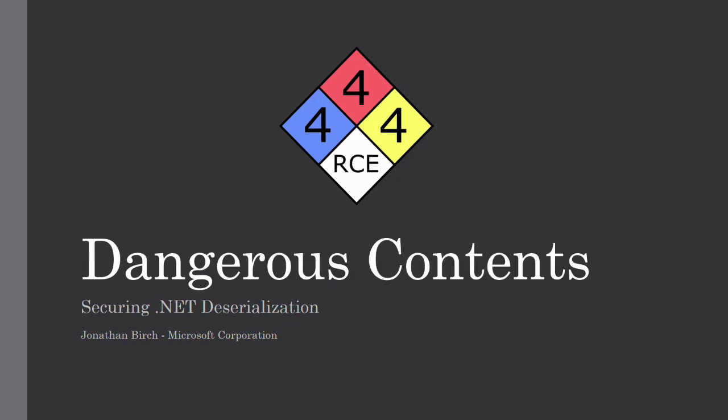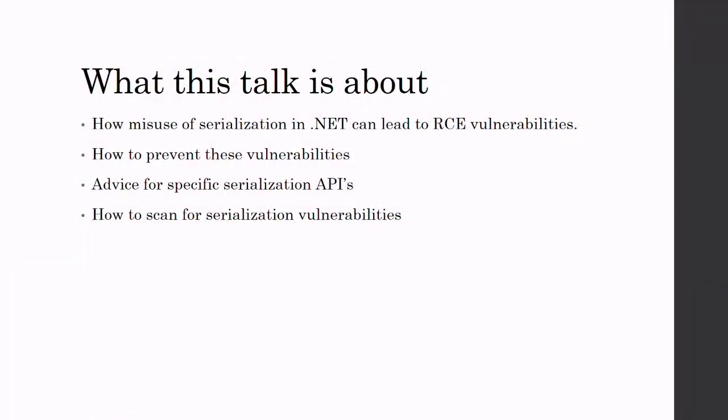Thanks. So like you said, I'm Jonathan Birch with Microsoft Office Security, and this is Dangerous Contents: Securing .NET Deserialization. In this talk, I'll cover how insecure use of serialization in .NET can lead to remote code execution vulnerabilities, and then I'll tell you how you can prevent those sorts of vulnerabilities. I'll give advice for specific serialization APIs, and I'll tell you how you can scan for serialization vulnerabilities in your products. So first, some background on serialization itself.